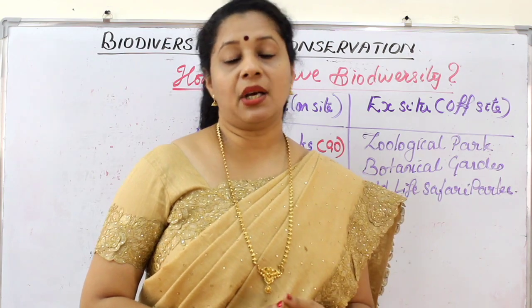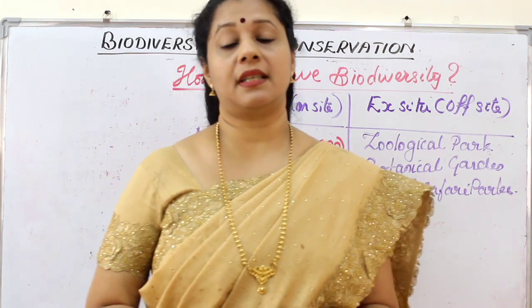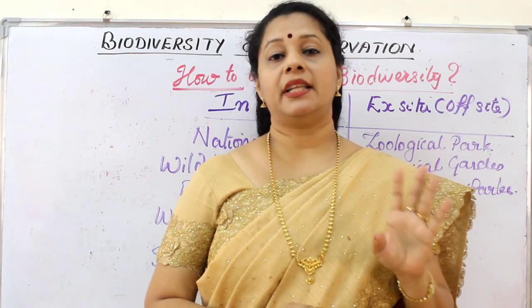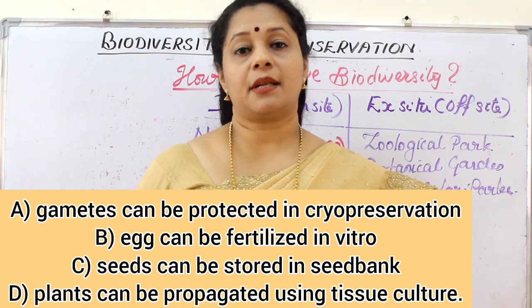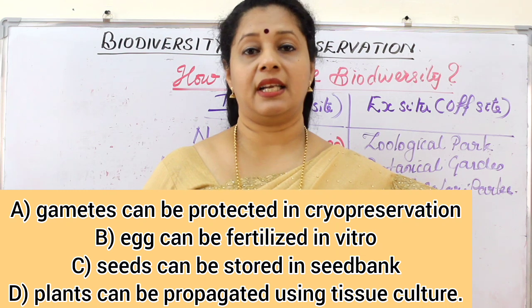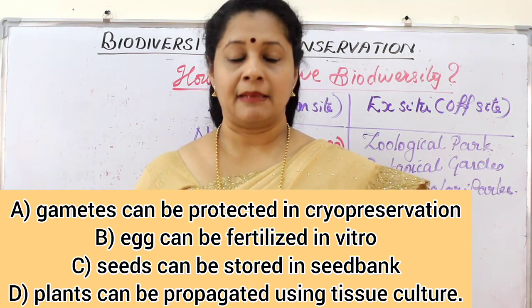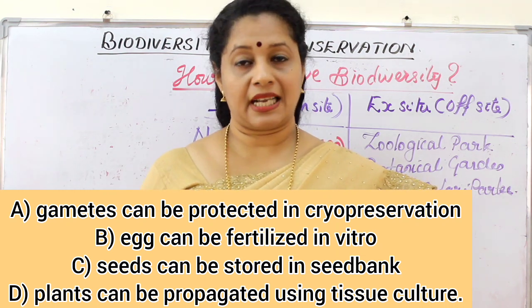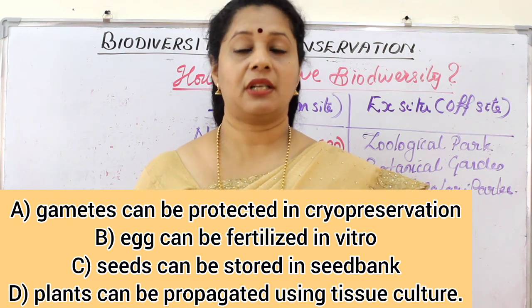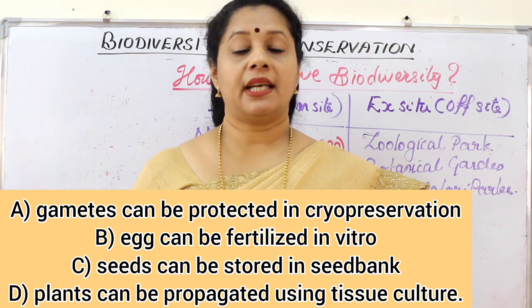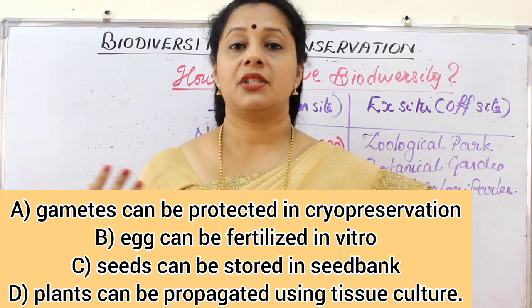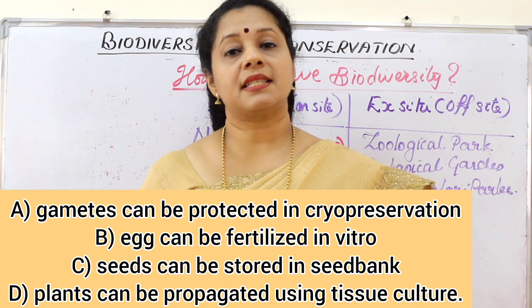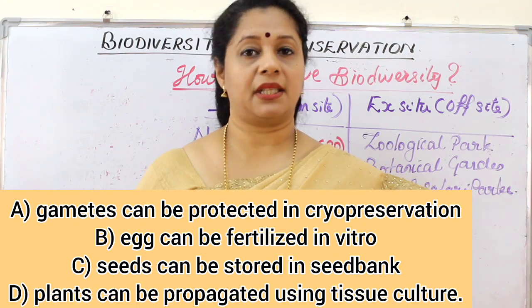But there can be a question: what are the recent advancements in the field of ex situ conservation? Then you have to write 4 points, it's very important. One, the gametes are protected under cryopreservation in viable and fertile condition. Second, eggs can be fertilized in vitro, that means artificially. Or we can keep the seeds of commercially important plants in seed banks, and some plants can be propagated using tissue culture methods as well.